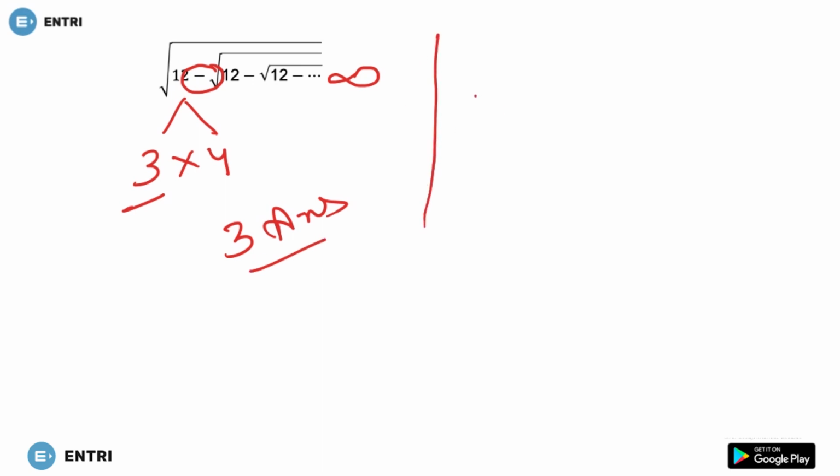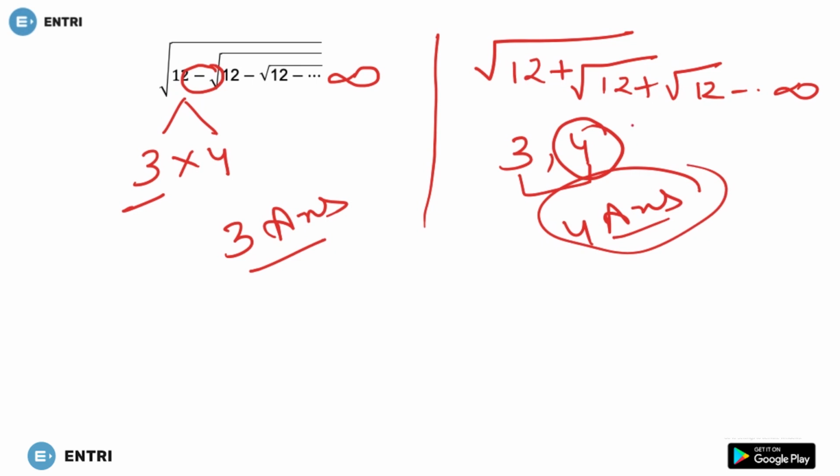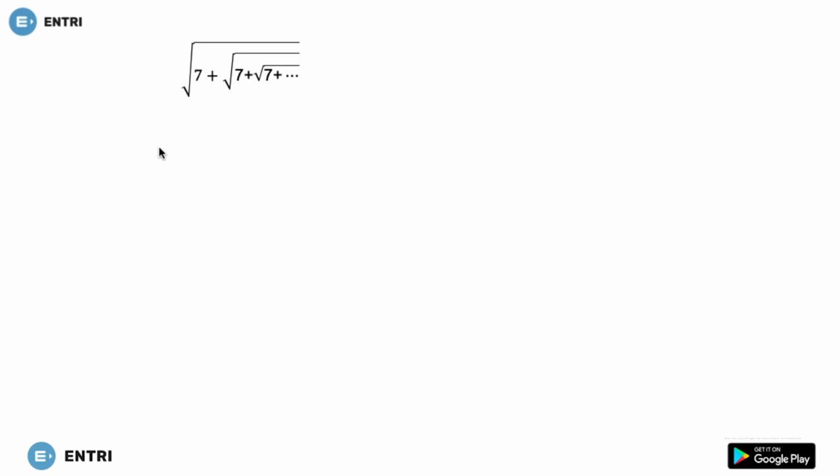Similarly, if anyone asks you what would be the answer of root 12 plus root 12 plus root 12 up to infinity, here you know that its factors are 3 and 4, that is 3 cross 4 is 12, and the difference between them is 1. That means you can directly put the answer 4 here. So are you getting me? Whenever a positive sign is there, take the greater one, and whenever a negative sign is there, take the smaller one. It is as simple as that. So it was a type 1 question.